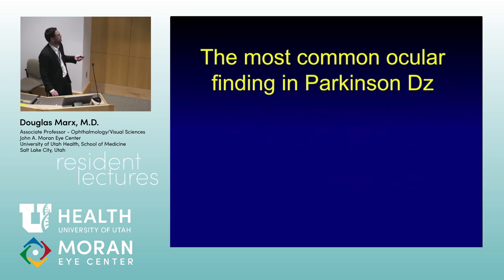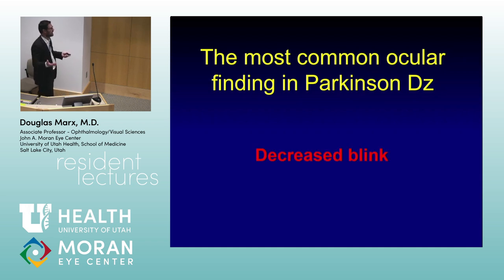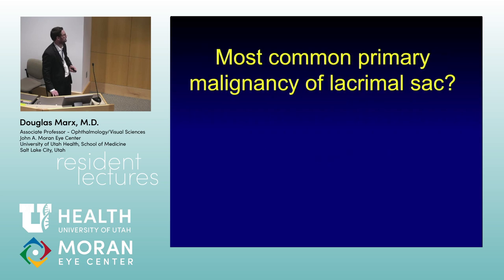Most common ocular finding in Parkinson's disease? Yeah, decreased blink. How does that affect my world? Well, if they have a reduced blink rate and they come in because they have ptosis or dermatochalasis and they live in Utah with our dry climate, I need to be really careful, right, if I'm going to raise their eyelids. So it's a conversation you have to have beforehand. Most common primary malignancy of lacrimal sac?